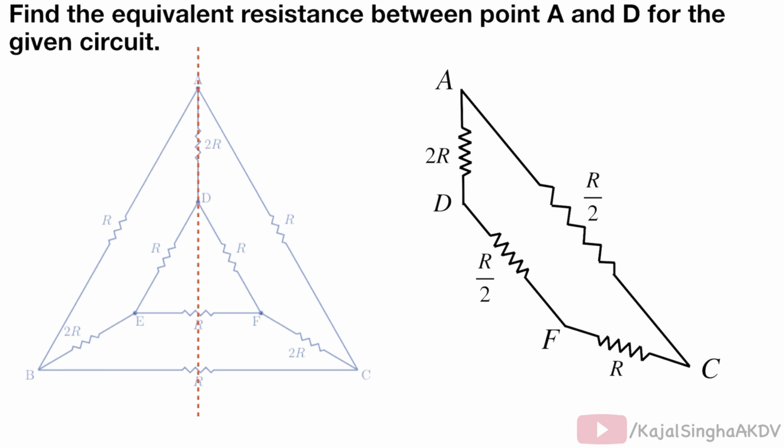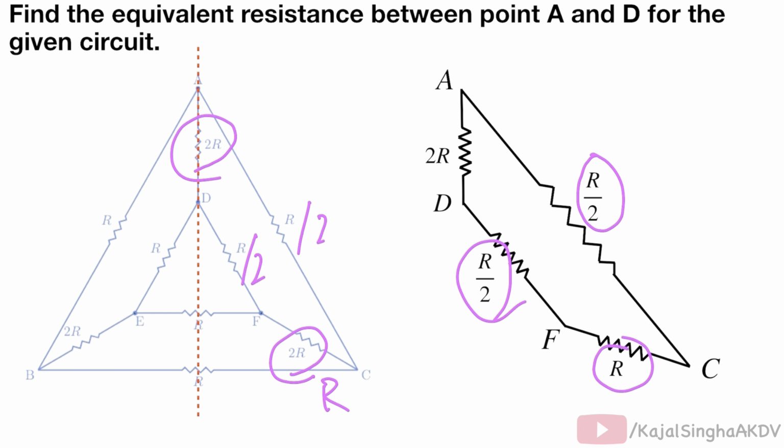Where between A and D there is a resistor of value 2R, one of value R by 2 between A and C, one of value R between F and C, and one of value R by 2 between D and F. Now these three resistors of value R by 2, R and R by 2 are in series combination, so their effective resistance will be R by 2 plus R plus R by 2, that is equal to 2R.